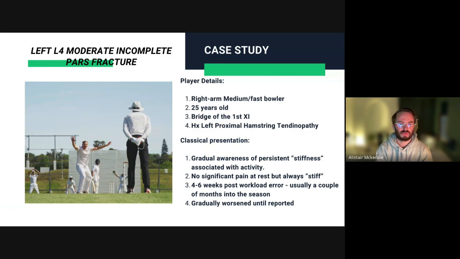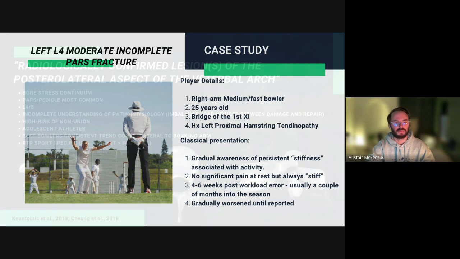In this case, he's 25 years old, which is important from a bone mineral density perspective. He's on the verge of the first team, and therefore his workloads need to be considered, and his previous medical history is a long-standing history of a left proximal hamstring tendinopathy. His clinical presentation was classic for a bone stress injury: persistent stiffness associated with activity, diffuse and irregular, and then following a 3 or 4 week period of workload, it gradually worsens until he stops, and then we image and find the lumbar bone stress injury.